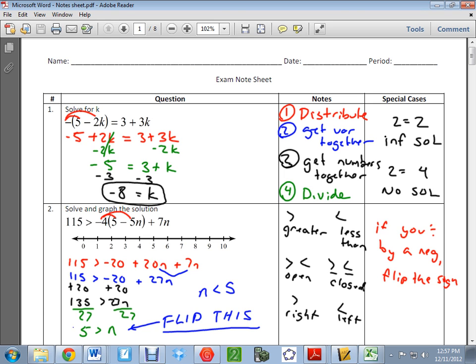I don't want to graph that, because that'll usually tell me I'm going in the wrong direction. So I'm going to put an open or a closed dot at 5. Open. And open, would I go left or right? Left. And this would be how to solve an inequality. Are there any questions on how to solve and graph an inequality?